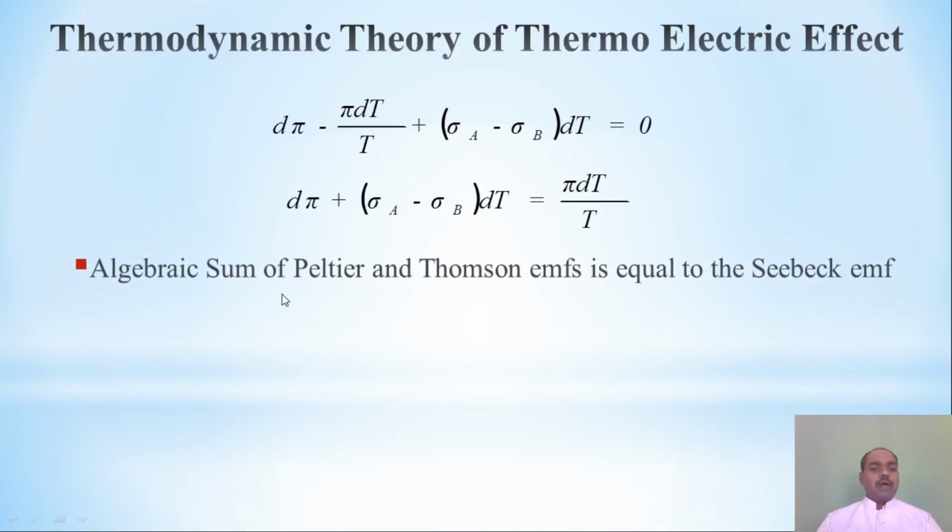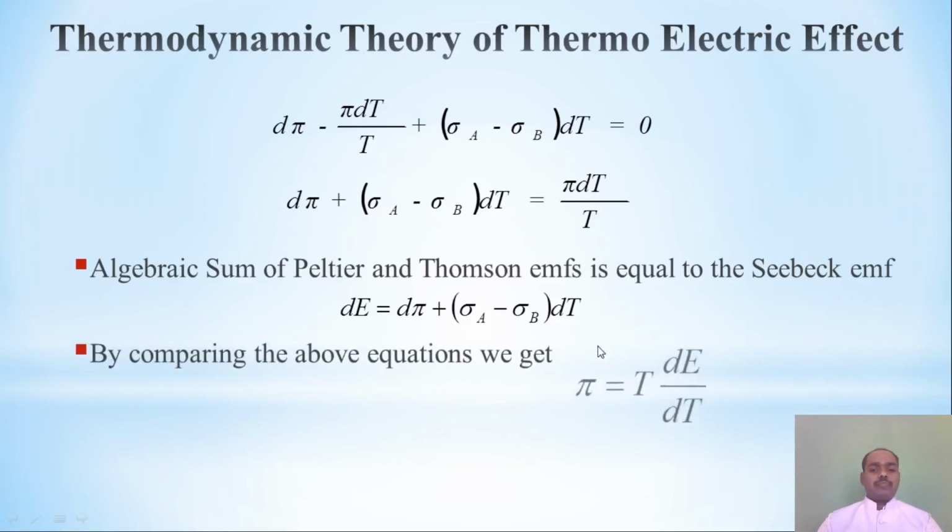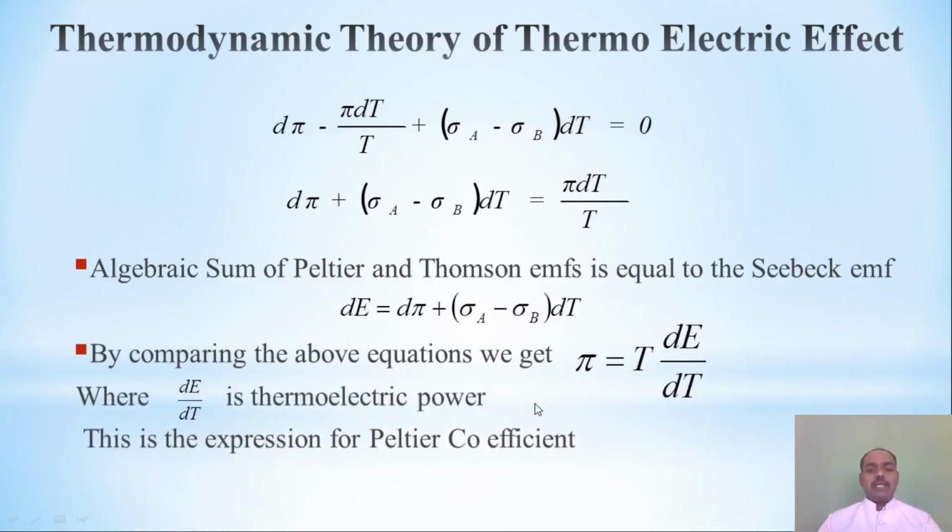We know that the algebraic sum of Peltier EMF and Thomson EMF is equal to Seebeck EMF. That is written as dE is equal to d pi plus (sigma A minus sigma B) into dT. By comparing these two equations, we have pi is equal to T into dE by dT, where dE by dT is the thermoelectric power. This is the expression for Peltier coefficient: pi is equal to T dE by dT.